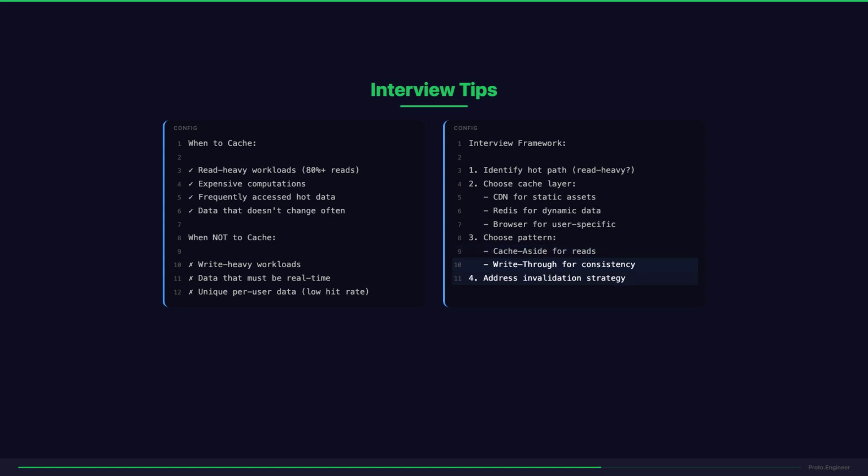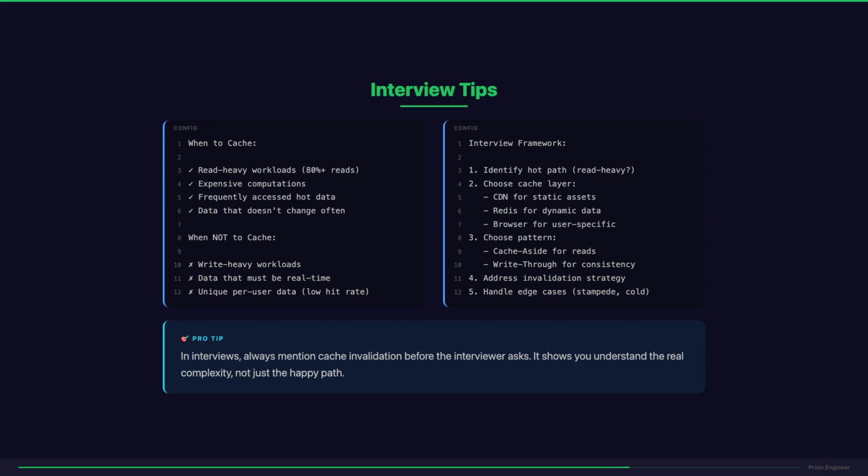Third, choose the caching pattern. Cache aside for read-heavy workloads. Write through when data consistency matters. Fourth, address the invalidation strategy. TTL for simple cases. Event-driven for distributed systems. Fifth, handle edge cases. What happens during a cache stampede? What about cold start when the cache is empty? The pro tip is to mention cache invalidation before the interviewer asks. It shows you understand the real complexity, not just the happy path.